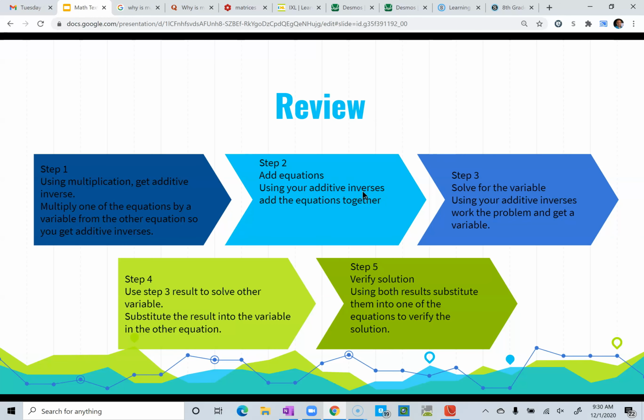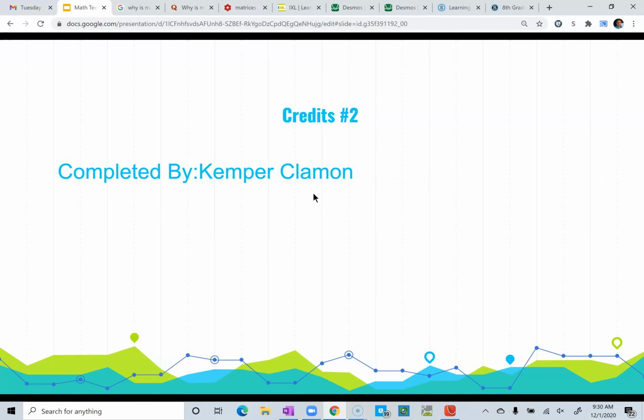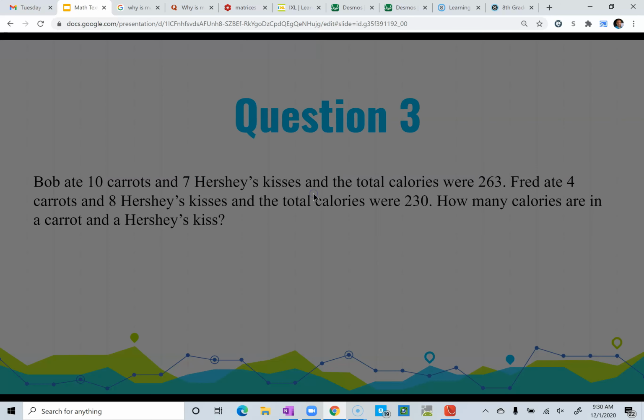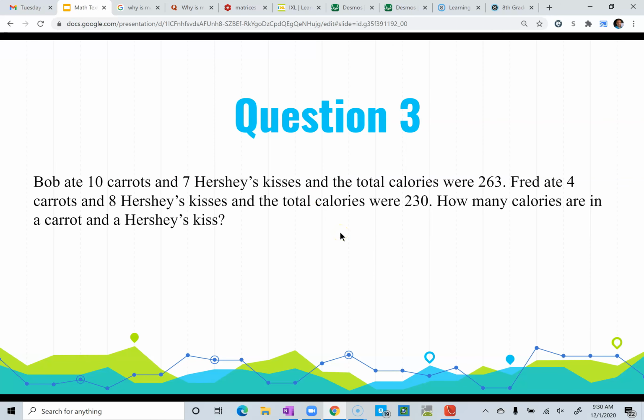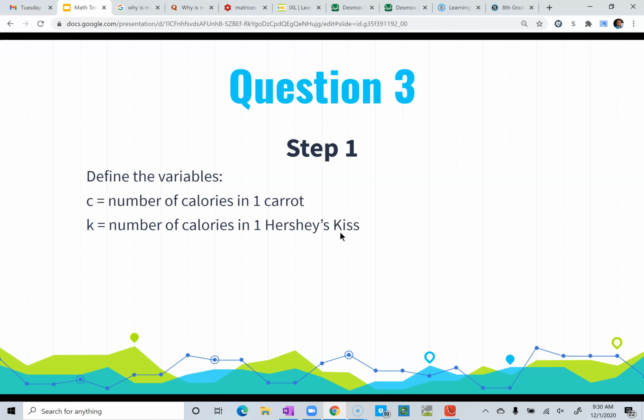Yeah, they have all the steps listed, and this is a really nice review slide. This is basically directly off the notes, okay? But they didn't actually show it anywhere, so they probably lost some points there. Okay. Question 3. There's the question.